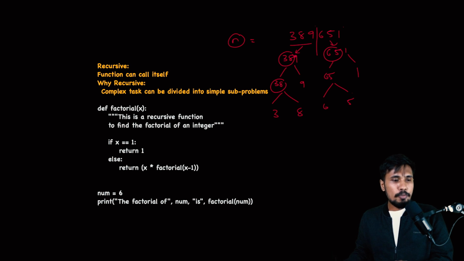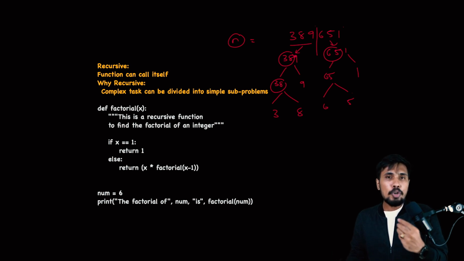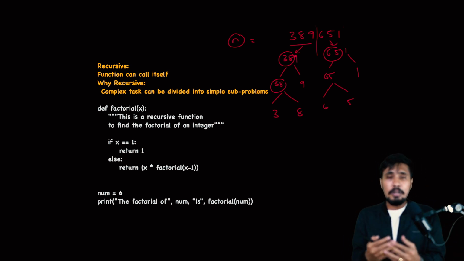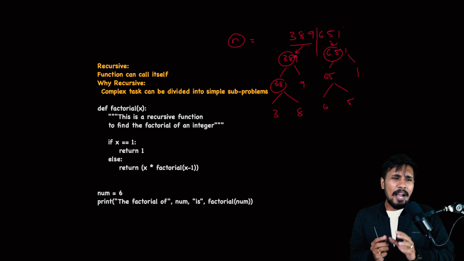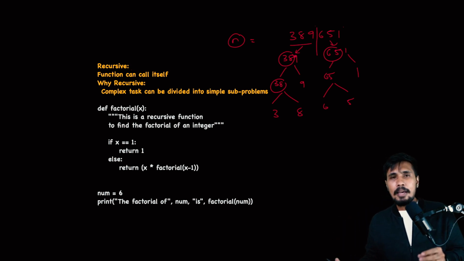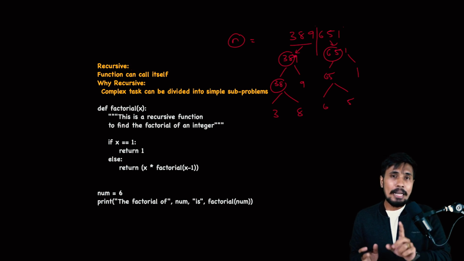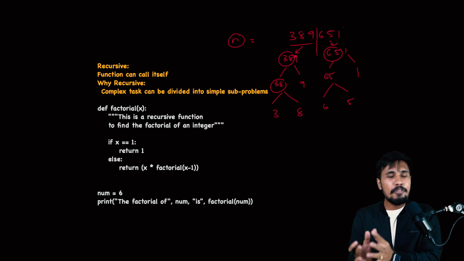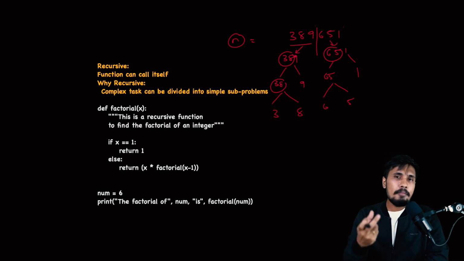What is a recursive function? If a function is able to call its own function, we call it recursive. So if it can call the same function within the same function, we call it recursive. Why do we basically use recursion? There are a bunch of advantages. One is that when there is a complex task, you can divide it into subproblems and solve them in a more simplified way. For that reason, most of the time we use recursion.